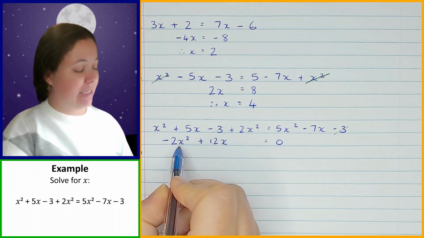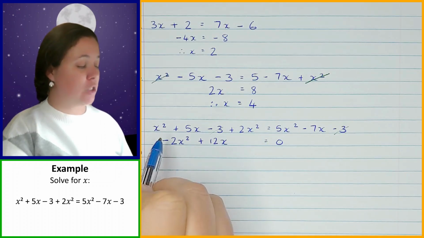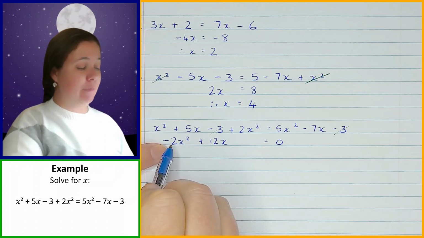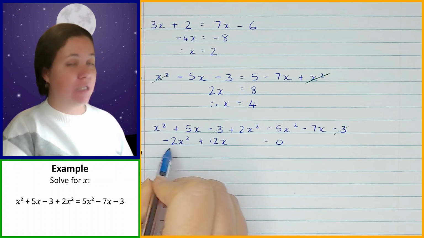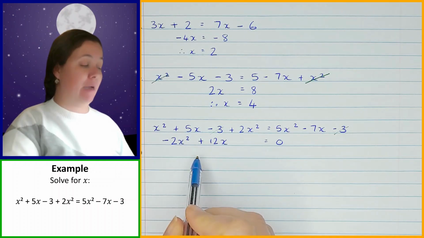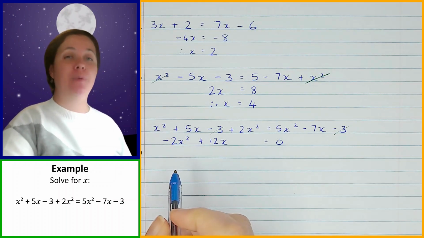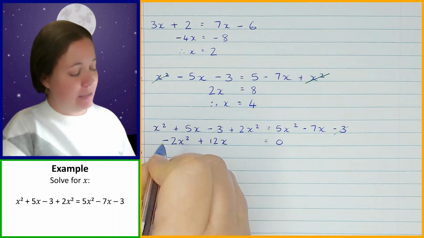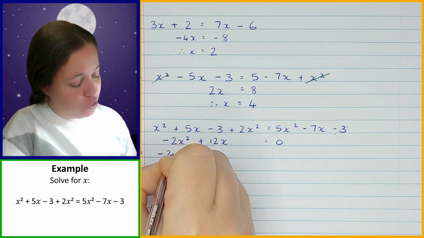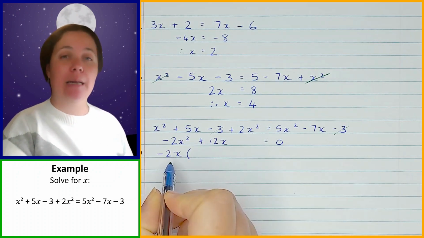So over here, I've got negative 2x squared plus 12x. I'm going to take out a common factor. I'm going to take out the whole negative 2x. I want the first term in my brackets, after I take out my common factor, to be positive. I don't want to have a negative. So I'm going to have negative 2x as my common factor. Then I open my brackets and see what's left over.